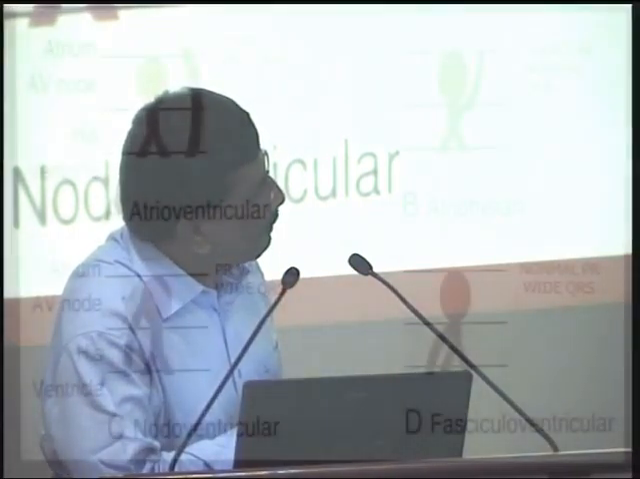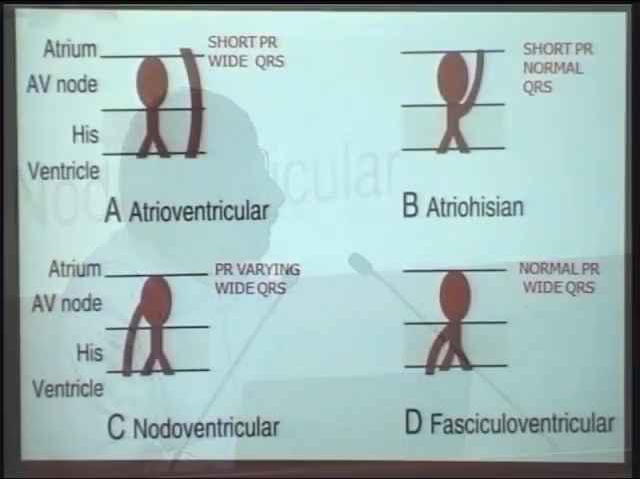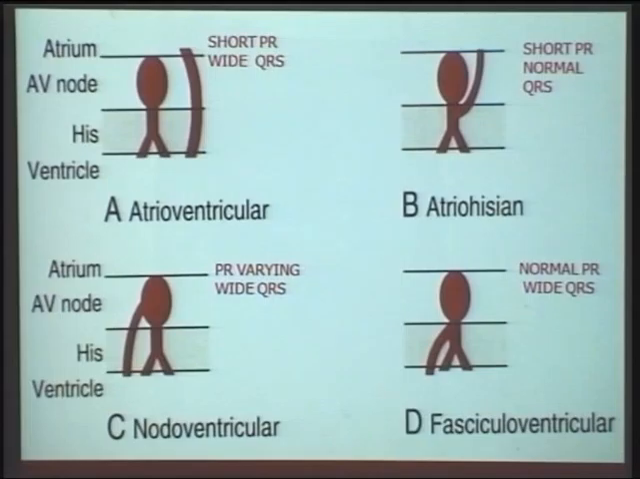So here the AV node alone is bypassed. I will have a short PR but a normal QRS complex. There is no initial slur, there is no terminal slur, the QRS duration is not prolonged, only my PR interval is short. So that means I know the AV node alone is bypassed. So this is a James bundle.